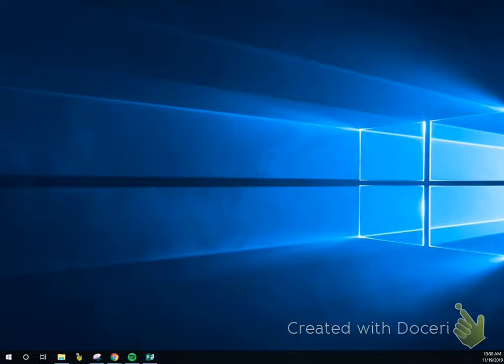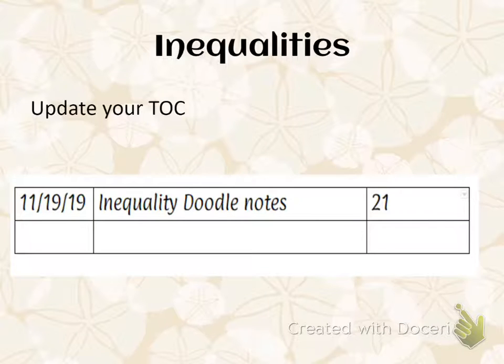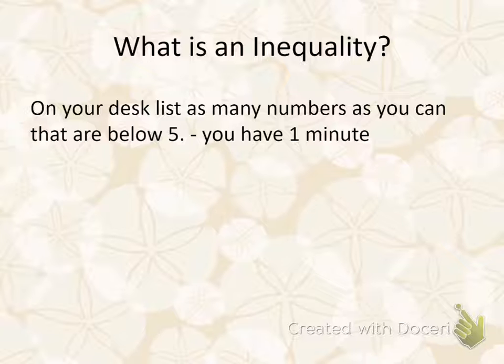So I want you to answer this question. I want you to grab your dry erase marker, clear a little space on your desk. Okay, I'm going to give you 1 minute to list as many numbers as you can think of that are below 5. So let me get my timer started. Okay, so we can list an infinite number of numbers that are below 5.